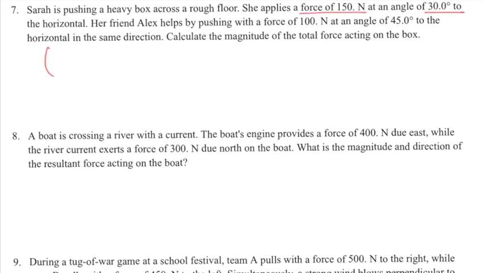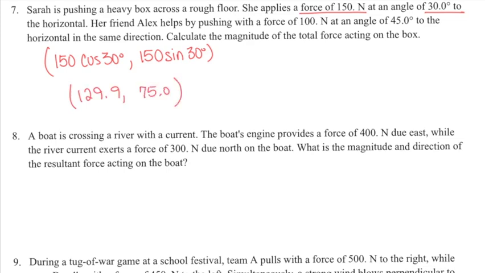My x for this is going to be my magnitude times the cosine of my direction. My y value is 150 times the sine of my direction. These are both in the first quadrant. So what's nice about that is whatever you get, it's the positive of it because I am in my first quadrant.